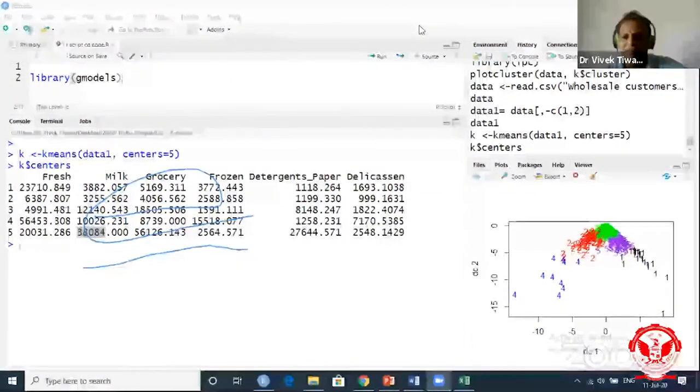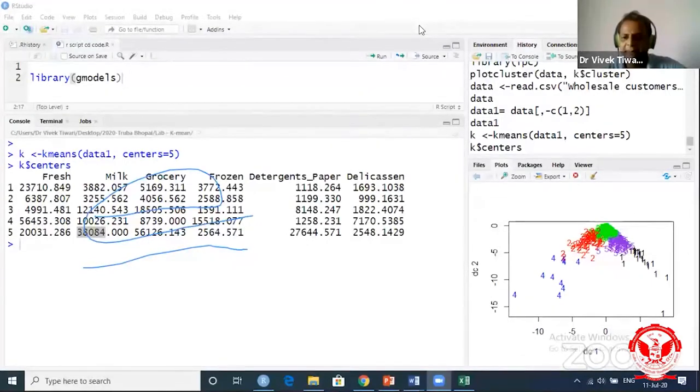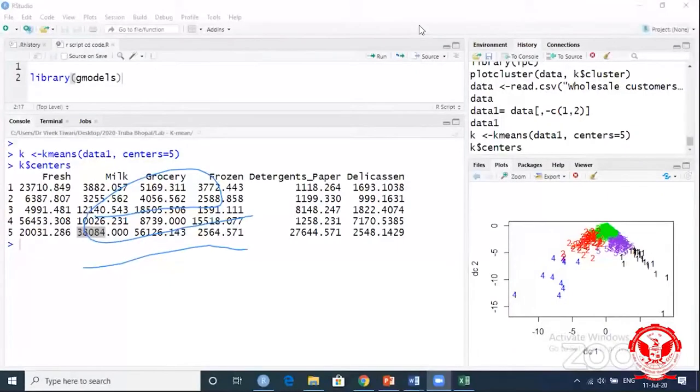Editor is not visible, somebody is saying. My R editor is visible to everybody. Yes, sir, it is visible. Okay, because somebody has written that it is not visible. Okay, let it go.